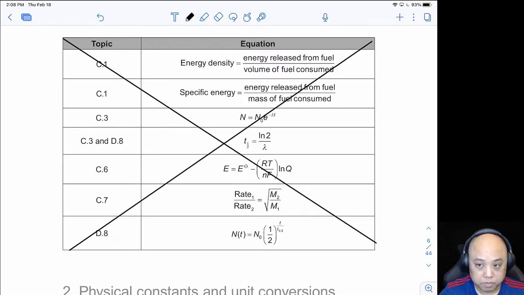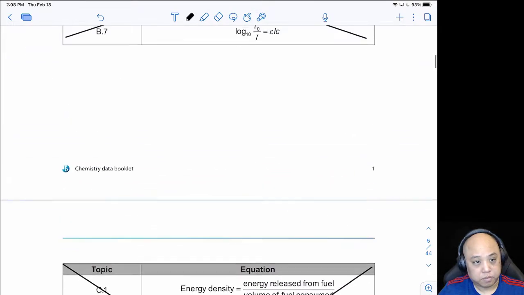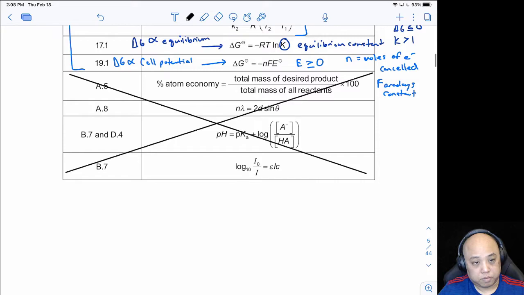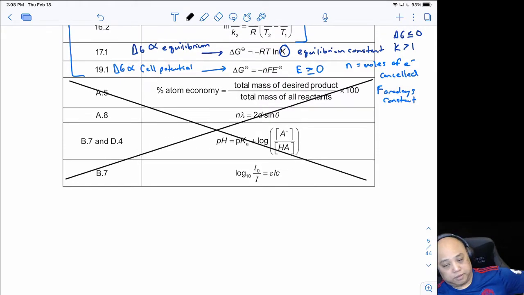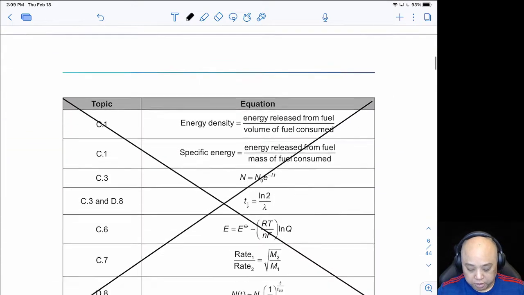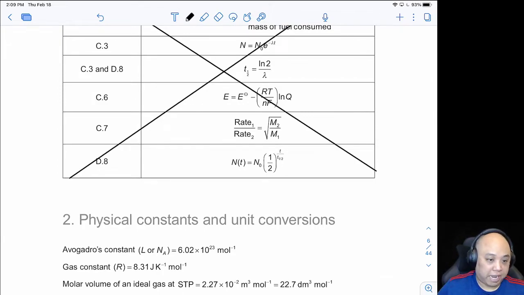Wait, Mr. Strong, can you scroll up again? One second. Here. Okay, good. You can scroll down again. Thank you. No problem. So you can cross out all that material from A to D. You don't need to know any of that material.